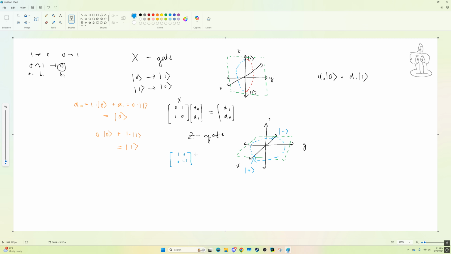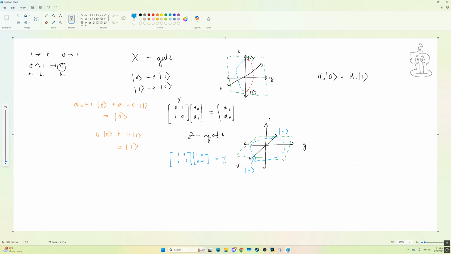To confirm it's unitary, remember what does unitary mean? It means the matrix times the Hermitian conjugate transpose is going to be equal to the identity matrix. So if you take the conjugate of this, it's the exact same thing. And if you take the transpose, it's the exact same thing. So if you multiply this matrix by itself, it equals the identity matrix.